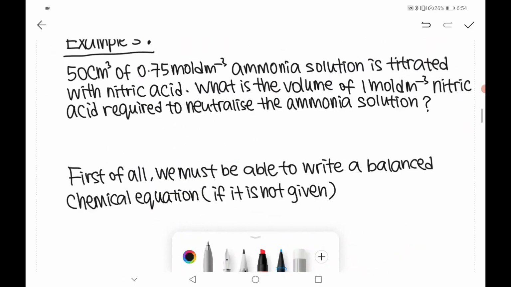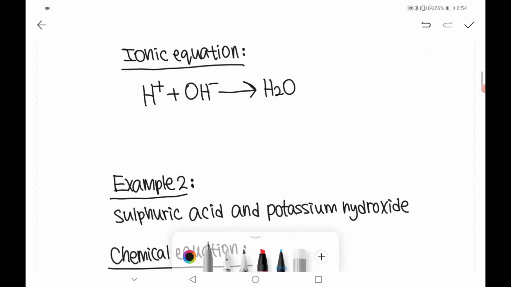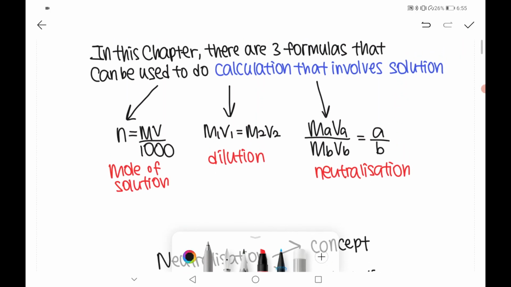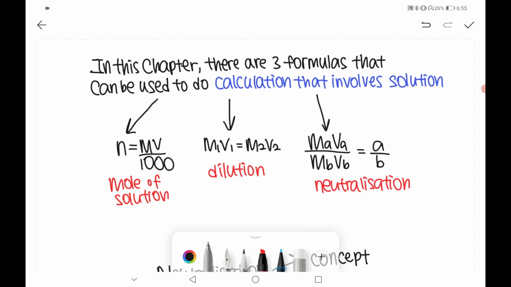Now let's make a final summary. There are a total of 3 formulas that we need to use to calculate solutions. Make sure you know when and which formula to use. You use this formula whenever you want to do any calculation related to the mole of the solution. If the question asks you to get the mole of the solution, or gives you the mole of the solution, you can use this formula.